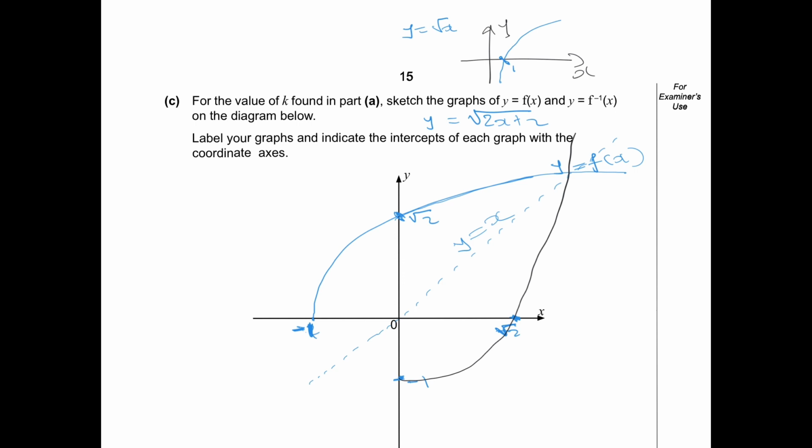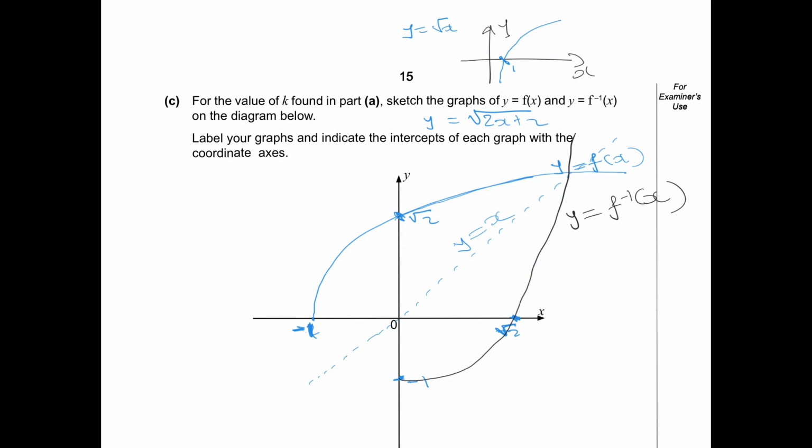All right, these two, this one and that one, they are a reflection of each other in the line y is equal to x. So now the one in black there, this is y is equal to the inverse of f. Okay, so that's basically what we need to have here.